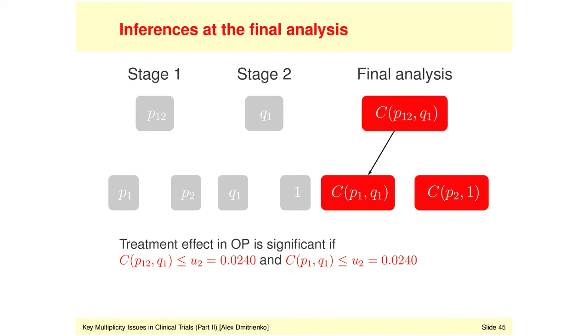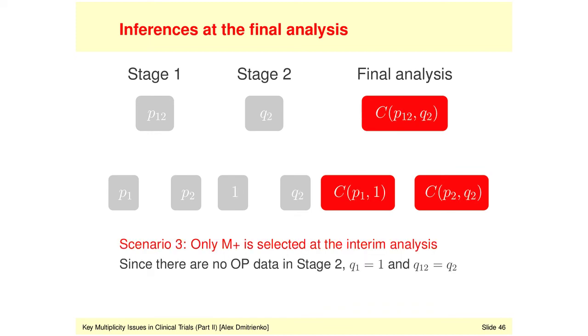Since we now know how to define the p-values for each one of the intersection hypotheses within the closed family at the final analysis, exactly the same ideas that we applied before would be applicable now, and we can claim a significant treatment effect within the overall population if the p-value shown in the top box is significant at the adjusted significance level U2, and also the p-value that corresponds to the null hypothesis H1 is also significant at the same significance level. The next two slides present decision rules that will be applicable under scenario 3.